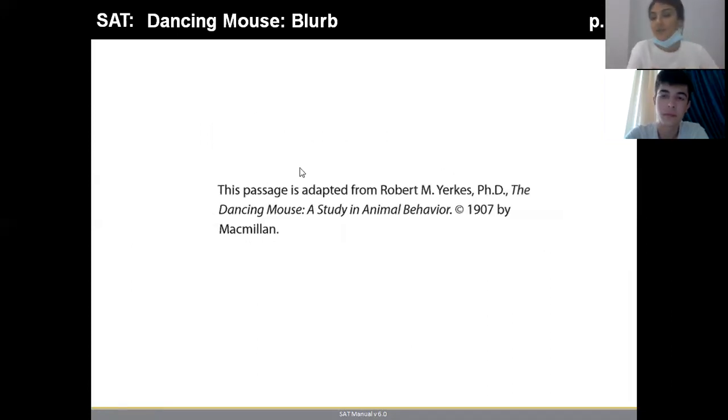Okay, now we're going to do some drills together. First, you see we have a blurb. Of course, we should read the blurb first to get general information. Can you read the blurb loudly, please? Robert Yerkes, The Dancing Mouse, a study in animal behavior, 1907. So it means we are going to read about an animal, the mouse, and its behavior.